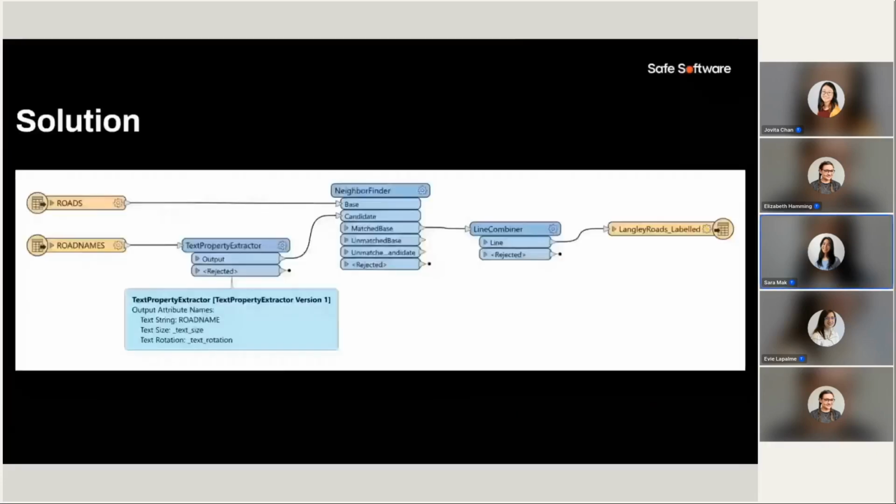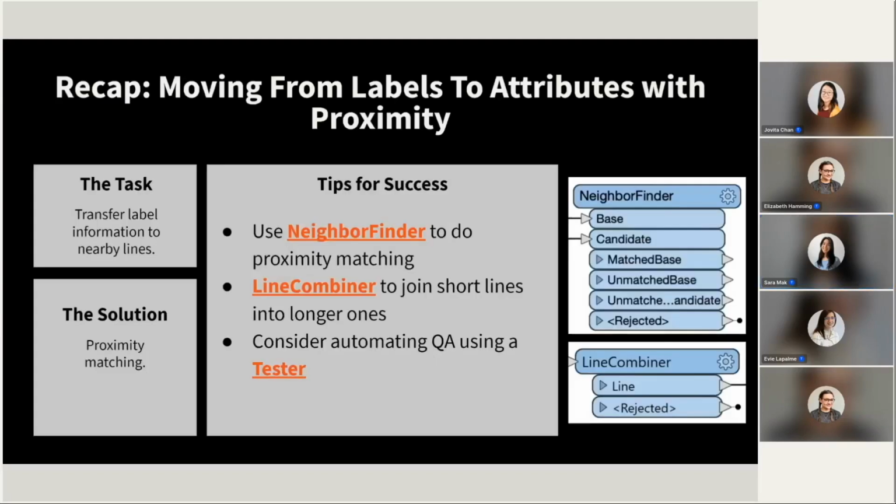So you could see that using a simple workspace like this, it's just really easy to attach labels to your data set. You can, of course, add more to it, but this is a great starting point. And so to recap here, we used a neighbor finder to do proximity matching between a set of labels and a line data set. We then used the line combiner to combine lines with the same road names, and this gave us a more realistic picture of how these roads look in the real world.